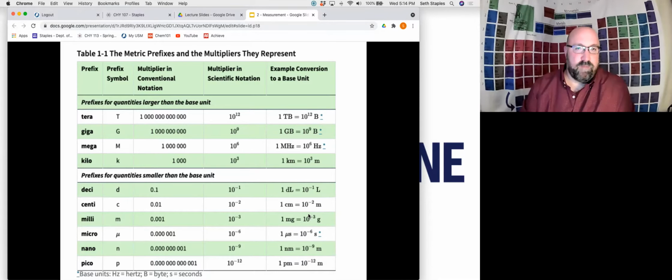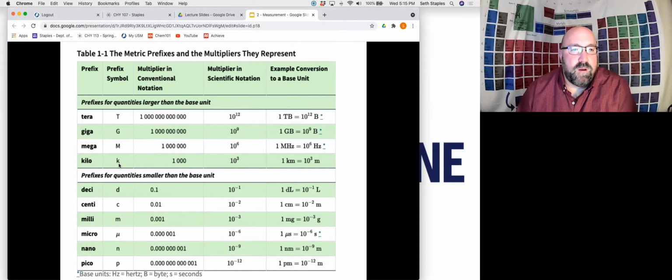The way this works is, here in the middle is where our base unit is. Anything above that dividing line is prefixes used for measurements larger than the base unit. I'm just going to work with meters because it's convenient for our discussion. 1,000 meters is 1 kilometer. 1 million meters is 1 megameter. 1 billion meters is 1 gigameter, and so forth.